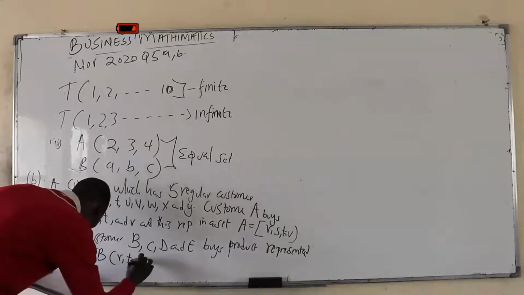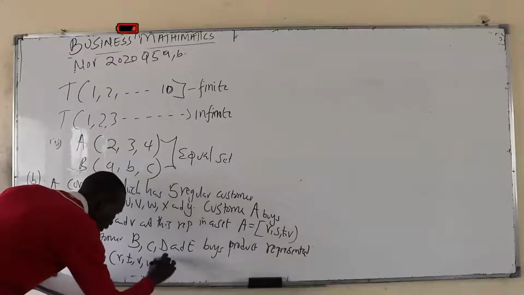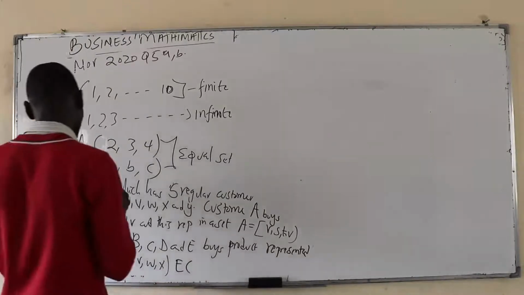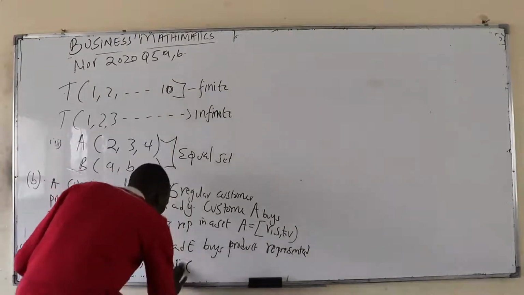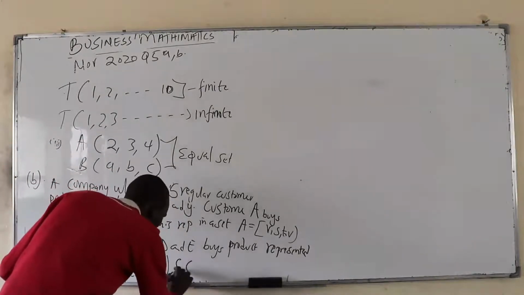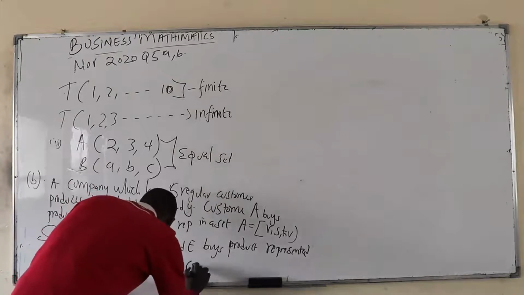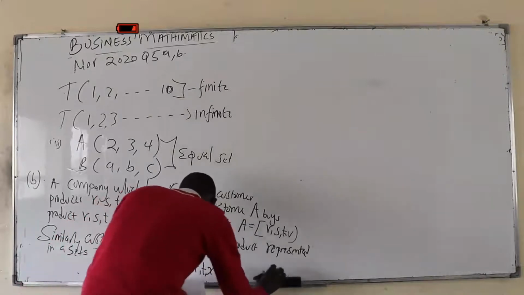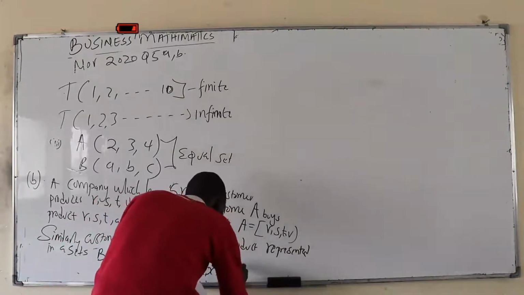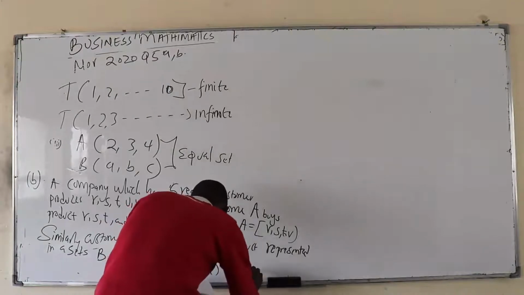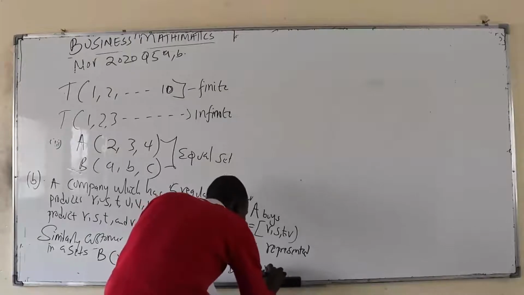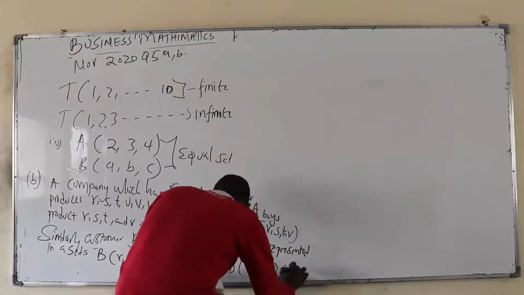Customer A buys product R, S, T, and V. Okay? And this is represented in a set in the form of A, where A is equal to {R, S, T, V}.